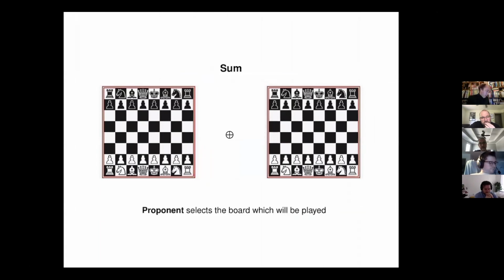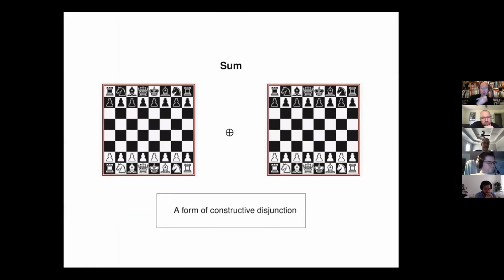So the first one is the sum. What it does is proponent will select the board which will be played, and then the game carries on. So imagine this is, for instance, chess and poker. And proponent says, okay, I want to play chess. And then only chess will be played, no poker will be played. So this is the sum, which can be seen as a kind of constructive disjunction. The player picks the component the player wants to play. So it really is a disjunction.